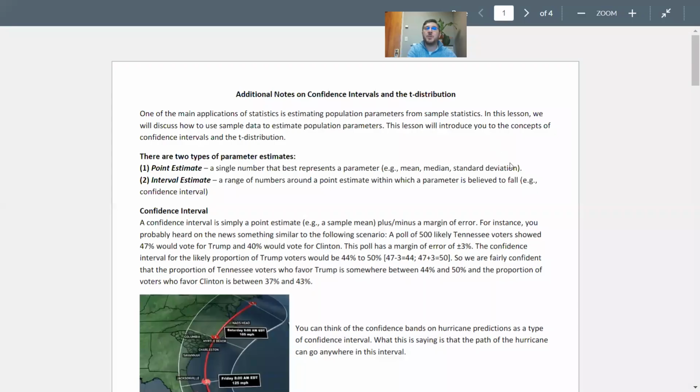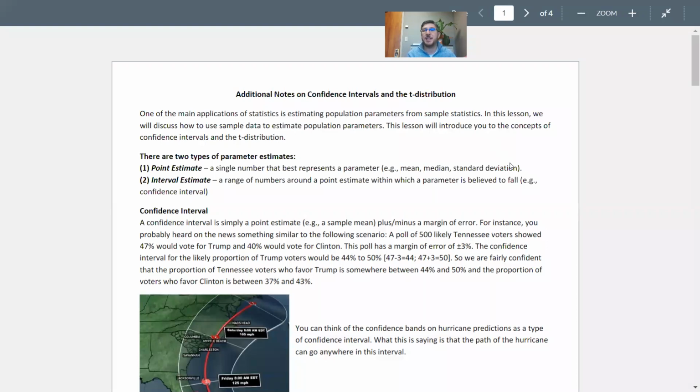All right, so one of the main applications of statistics is estimating population parameters from sample statistics. So in this lesson, we're going to learn how we can use sample data to estimate population parameters. There are really two types of parameter estimates. There's a point estimate, which would be a single number that best represents the parameter.